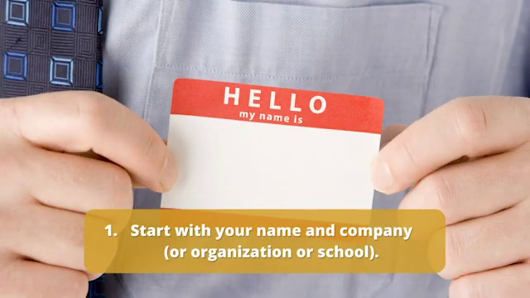So let's get to the step-by-step process though. Here's step one. The first thing that you want to do, and this is the really simple part, is start with your name and the name of your organization, the company that you're representing. So this is the really easy part. Just tell your audience who you are and what organization you represent.